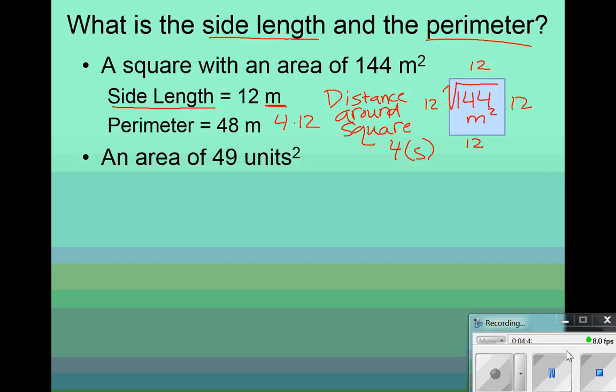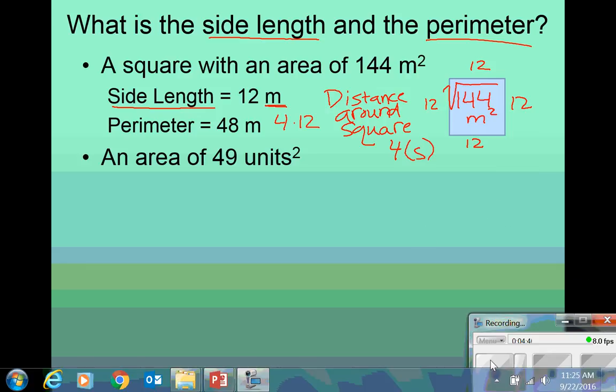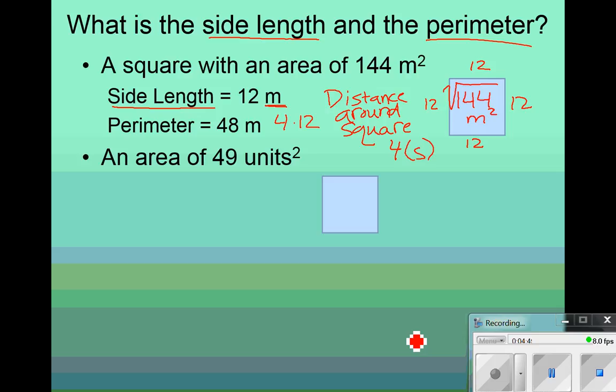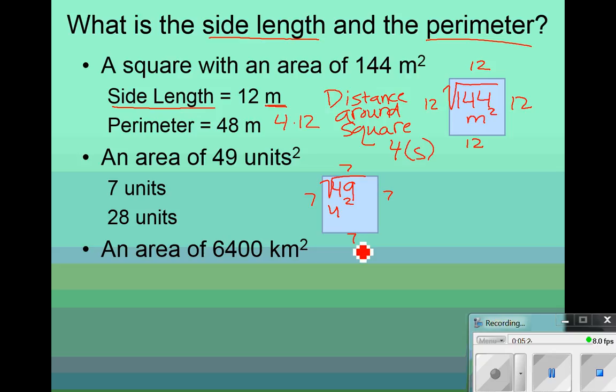See if you can do the next example by yourself. An area of 49 units squared. So I have my square. I have 49 as the area, units squared. I know I have to take the square root of it to find the side length. So I know the square root of 49 is 7. So I can say that my side lengths are 7, and then my perimeter, you add all the 7s together, you get 28. Or if you multiply 4 times 7 because there's 4 sides, you would get 28 units as well.